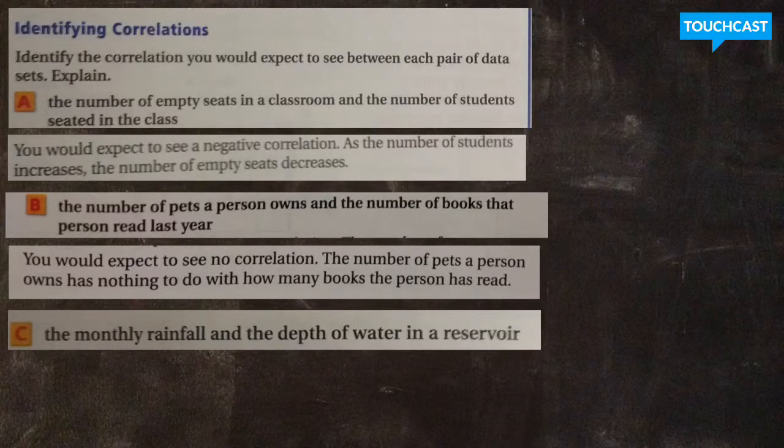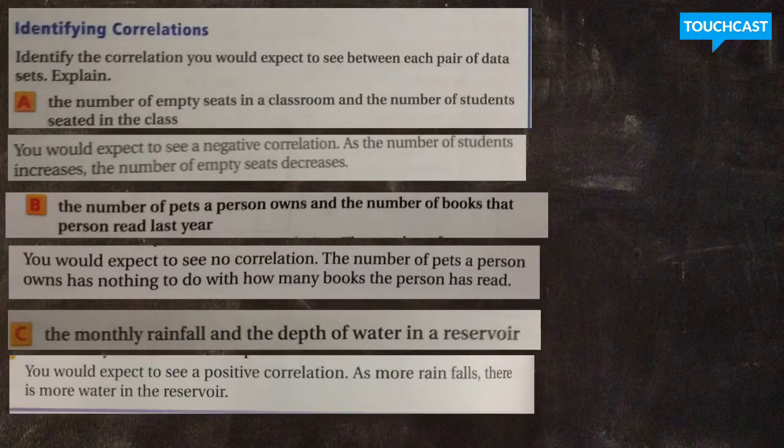Now let's look at C, the monthly rainfall and the depth of water in a reservoir. So a reservoir is a place that holds water. If it's going to rain a lot, well, that reservoir is going to have more water in it. So we can expect to see a positive correlation because as more rain falls, there's going to be more water in that reservoir.